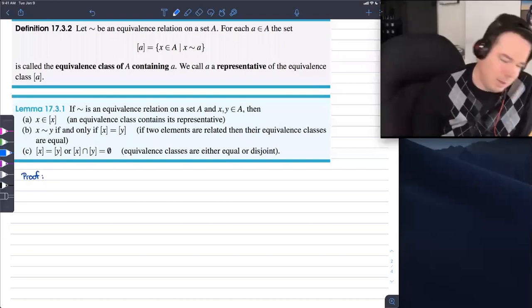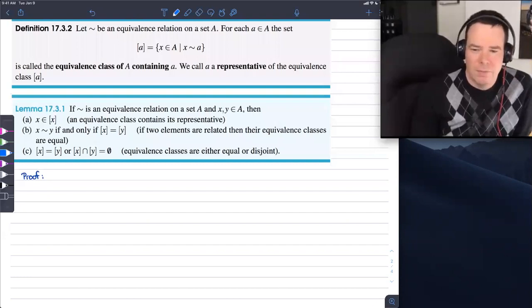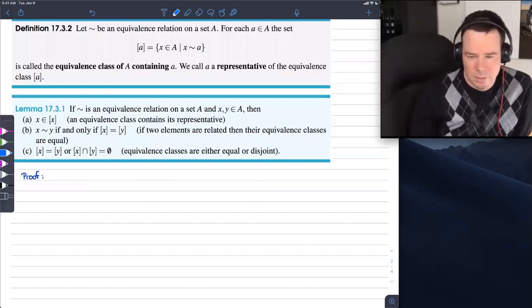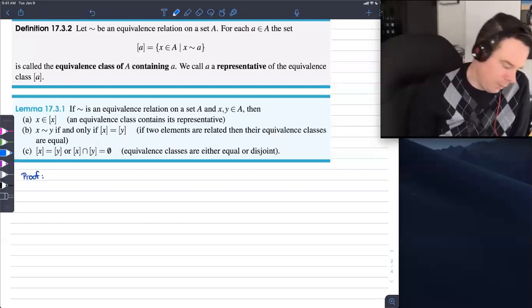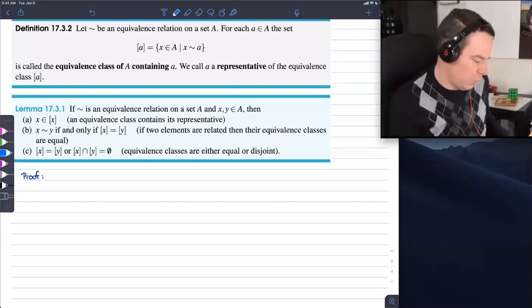Now that leads us to the connection I want to make with partitions. If we have an equivalence relation on a set, then we get the following properties: for any X, it's in its own equivalence class. So X is a member of its own equivalence class. If two elements are related to each other, then their equivalence classes are the same. So the equivalence class of X is the equivalence class of Y. And for any given X and Y, either their equivalence classes are the same or they are disjoint. And that's really where the partition aspect is coming into play. So let's actually prove this, that if we have an equivalence relation, then the equivalence classes behave in this way.